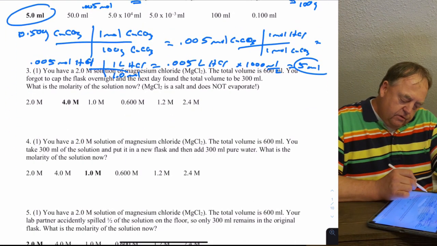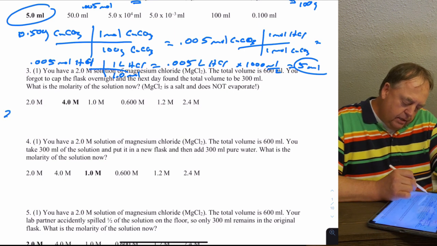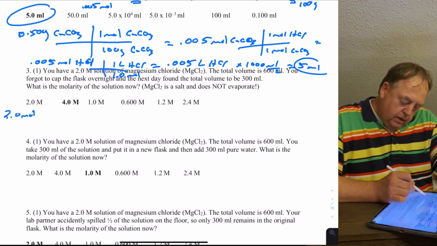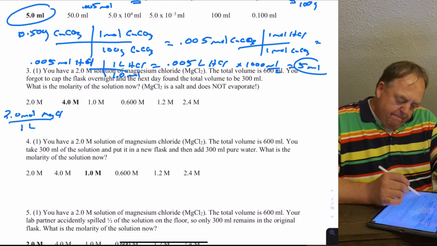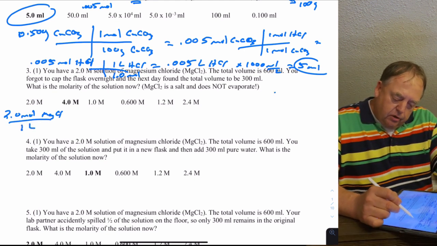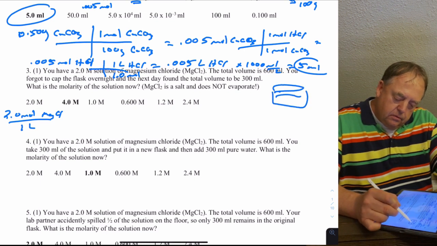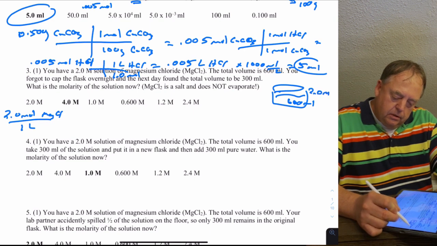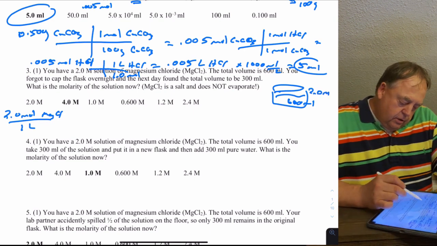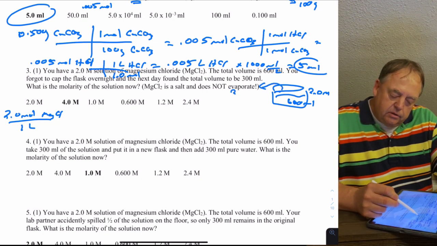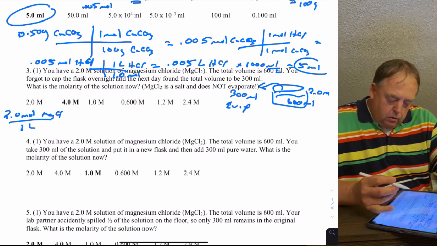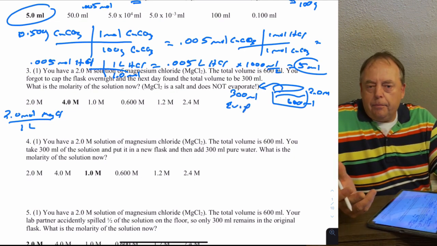Okay, so this one you have a 2 molar solution. So what does that mean? 2 moles of magnesium chloride per 1 liter. And let's say you had 600 mils of it. You forgot to cap the flask, so overnight 300 mils evaporated. So half the volume evaporated.